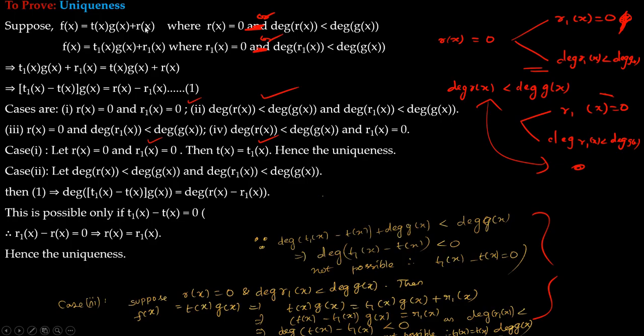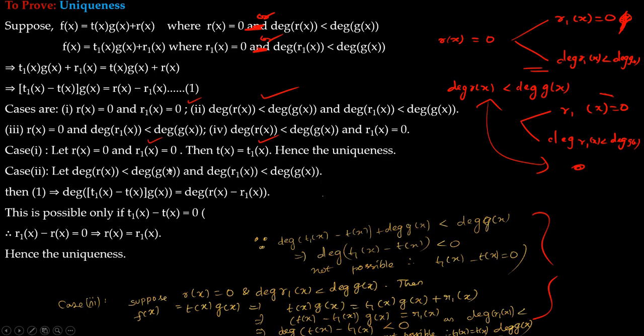So naturally when R of x = 0, R1 of x = 0, we have t of x equal to t1 of x. So you have g of x, already we have said that it is non-zero, and F[x] is an integral domain. So a·b = 0 implies either a = 0 or b = 0. Here g of x is non-zero, so this has to be true. So in this case we have equality, the uniqueness follows.